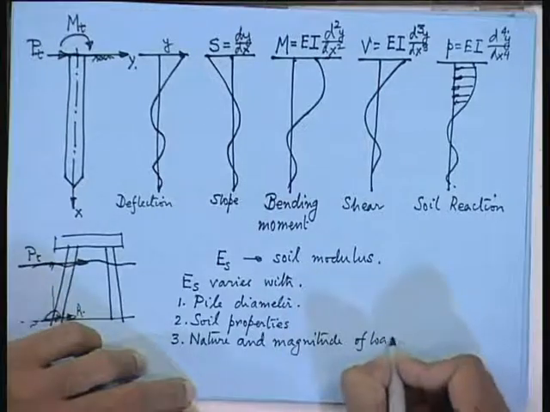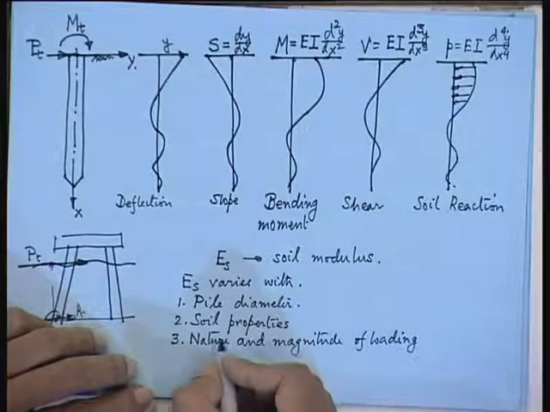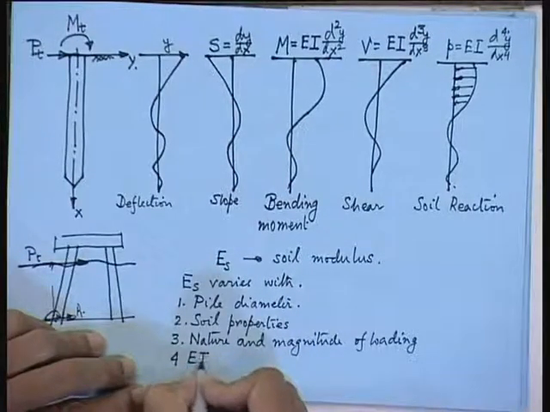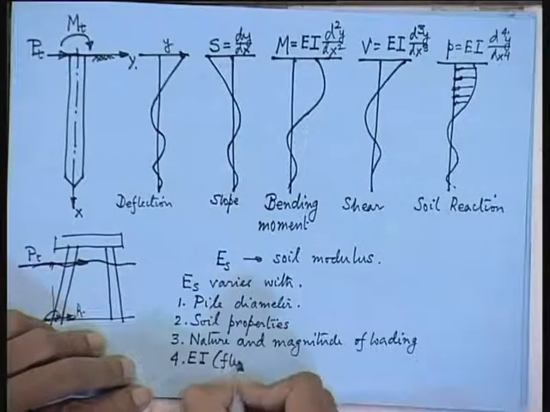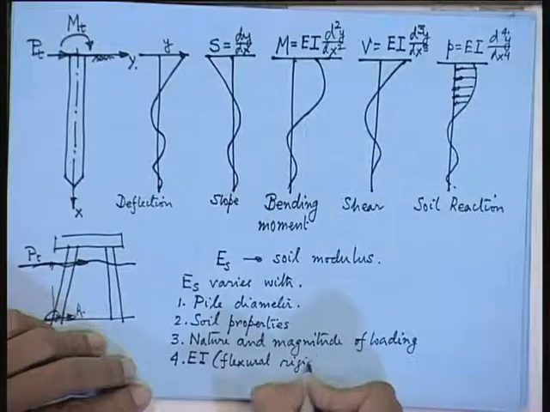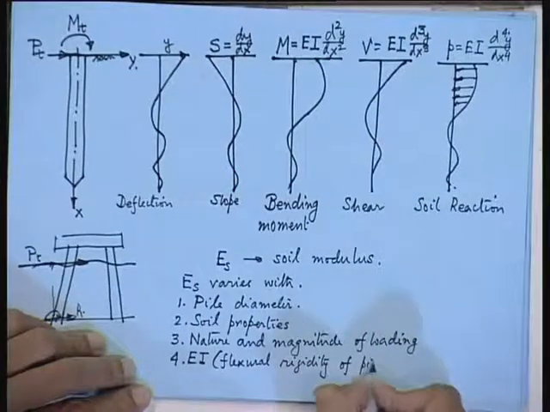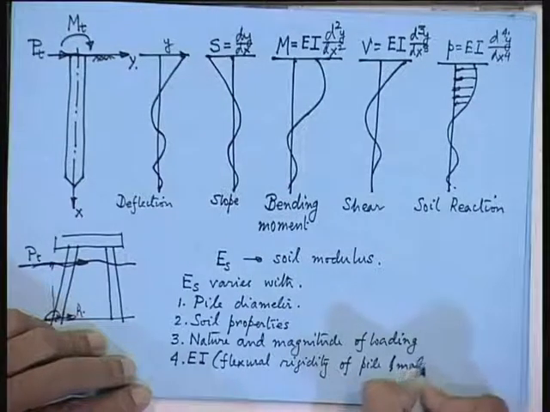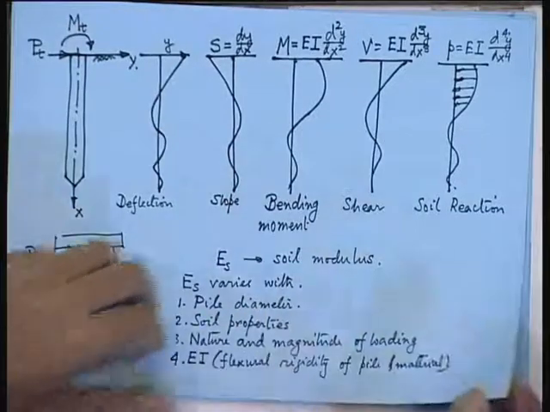Now, working with soil is different from working with water, and the other one is EI. EI is called flexural stiffness or flexural rigidity of pile material. So, these are some of the values which you have to find out. So, it is not an easy job.